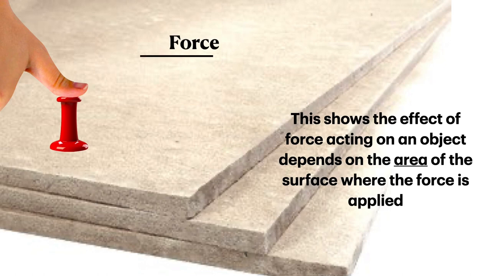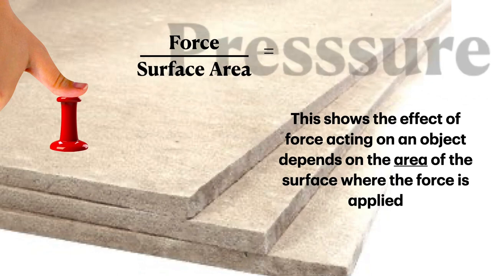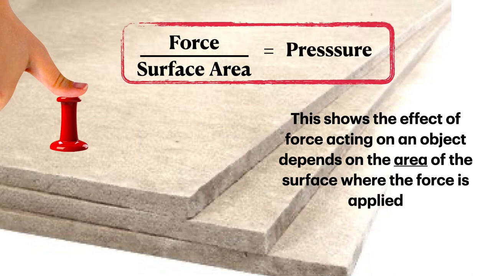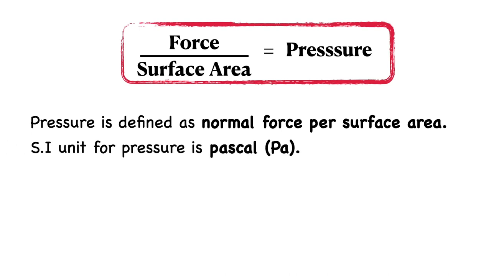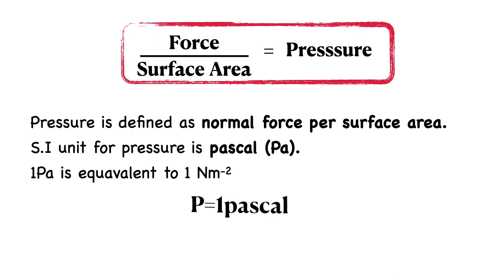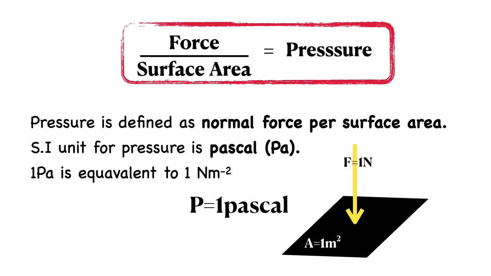When we have an amount of force acting over a size of surface area, we get a derived physical quantity called pressure. Pressure is defined as normal force per surface area. The SI unit for pressure is Pascal. 1 Pascal is equivalent to 1 Newton per meter squared, which simply means for 1 Pascal of pressure, we need 1 Newton of force acting perpendicularly on a 1 meter squared surface area.